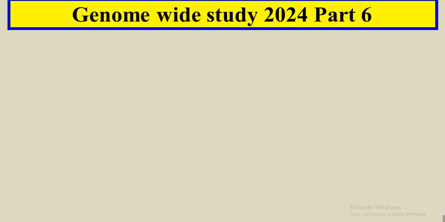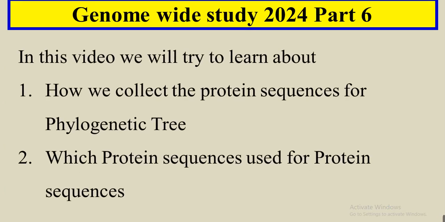So this is part 6 of our Genome Wide Study analysis, and in this video we will try to learn how we can collect the protein sequences for constructing the phylogenetic tree, because phylogenetic tree study is very important for our genome wide analysis and for the prediction of the function of our protein family. And number 2 is which protein sequences are used for phylogenetic tree construction.